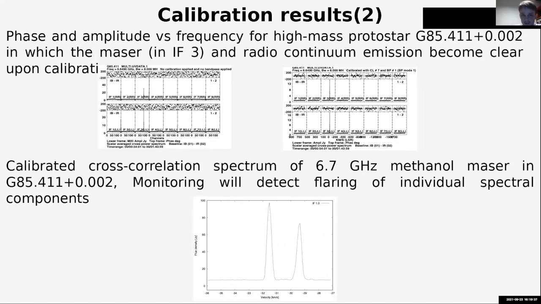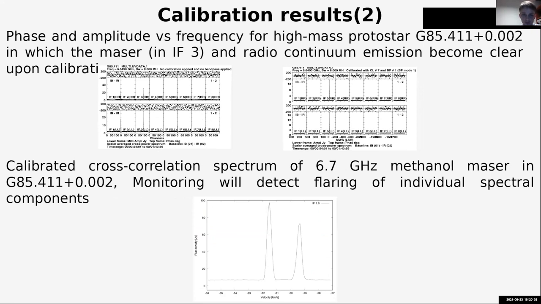So moving forward, another thing we can do is phase and amplitude calibration with frequency of the high mass protostar maser G85. It shows clearly in the third IF that continuum emission becomes clear upon calibration. So you see there is one spike here in the third IF.